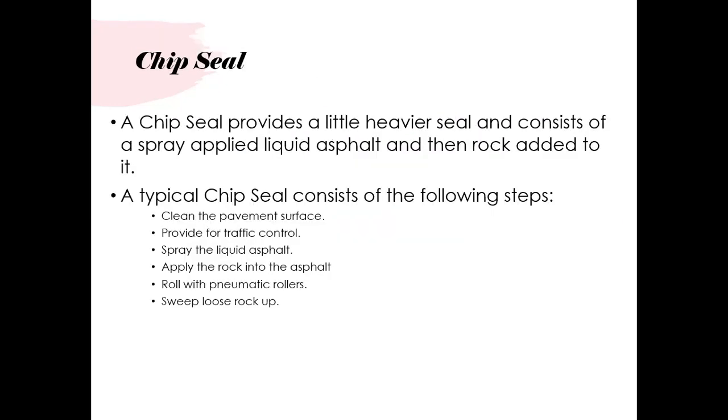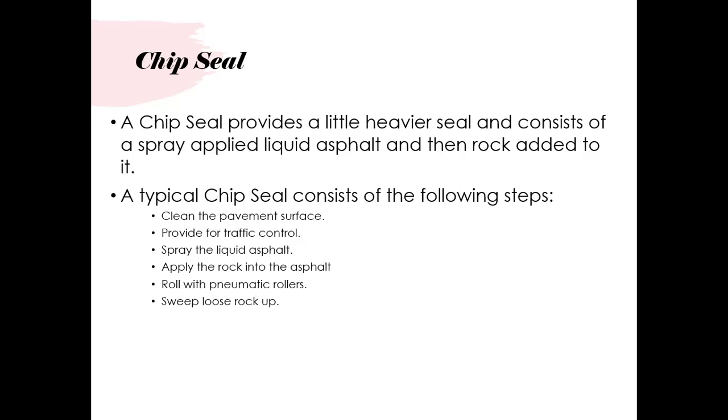When we say chip seal, it provides a little heavier seal, consists of a spray applied liquid asphalt, and then rock added to it. So first clean the surface, close the traffic, spray the liquid asphalt, apply the rock into the asphalt, roll with a pneumatic roller, sweep loose rock out.